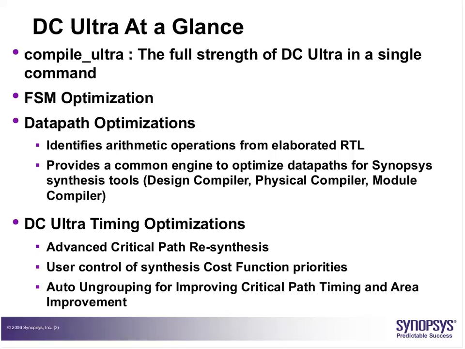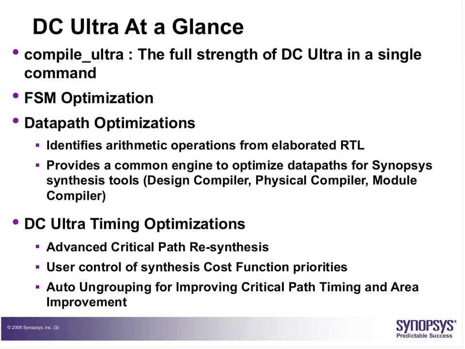What DC Ultra enables us to do is FSM optimization under the hood, and extensive data path optimization. Back in the early 2000s, there was a tool by Design Compiler called Module Compiler, specifically built to tackle complex data paths. Data path means all the operations like addition, subtraction, multiplication, shifting, comparators and so on. Now all that functionality of Module Compiler is brought under compile ultra. It identifies arithmetic operations and provides a common engine to optimize the data path. Data path will need optimization across various tools, so the optimization does not end once you specify. The backend tools also do some optimizations based on placement and routing data.